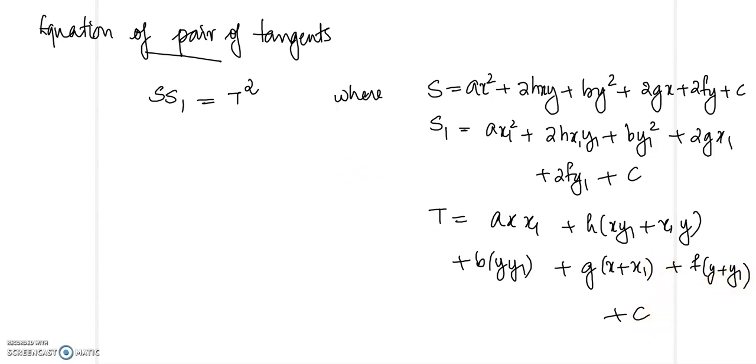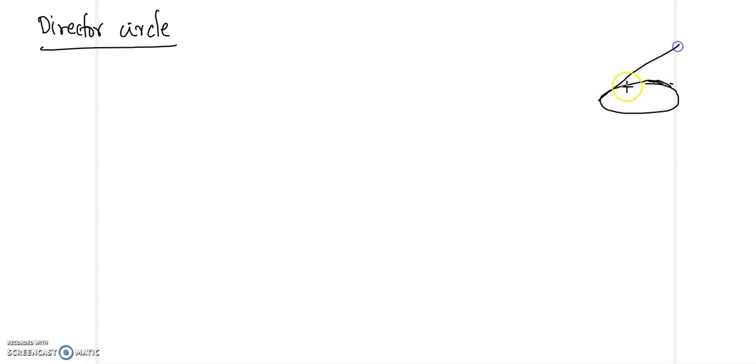Now in today's class we will look at what is called a director circle. By director circle we mean, in general, the locus of the point of intersection of a pair of perpendicular tangents. Suppose you are having a conic, for example an ellipse. Consider two tangents of the ellipse such that they are intersecting perpendicularly. So here the angle of intersection between them is 90 degrees.